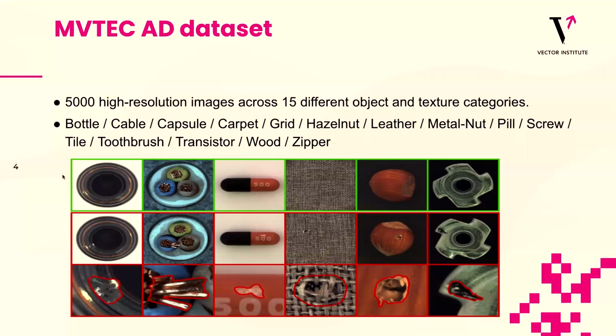So in this picture, you can see some classes from the MVTec dataset. The first row shows the normal samples. The second row shows the defected parts or abnormal samples. And the third row shows the pixel-level annotation for the defected part.